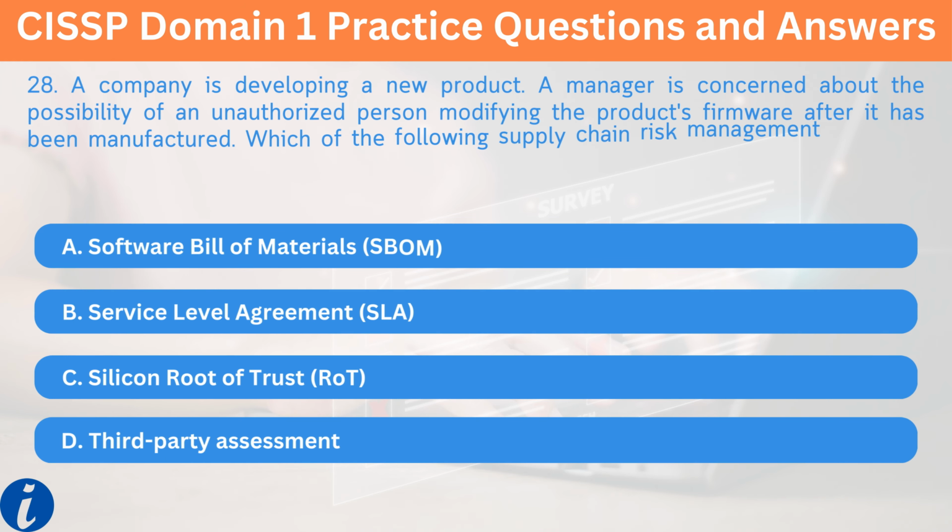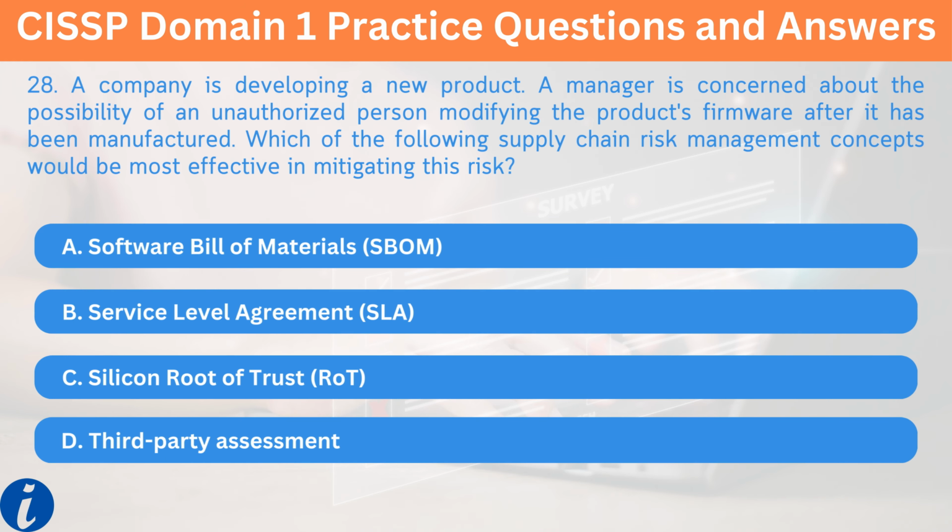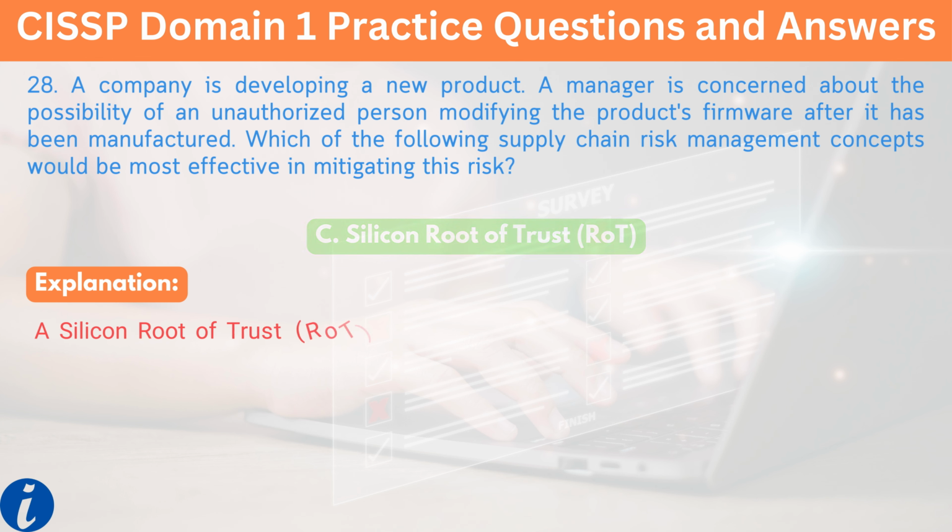28. A company is developing a new product. A manager is concerned about the possibility of an unauthorized person modifying the product's firmware after it has been manufactured. Which of the following supply chain risk management concepts would be most effective in mitigating this risk? A. Software Bill of Materials, SBOM. B. Service Level Agreement, SLA. C. Silicon Root of Trust, ROT. D. Third-party assessment. The correct answer is C.